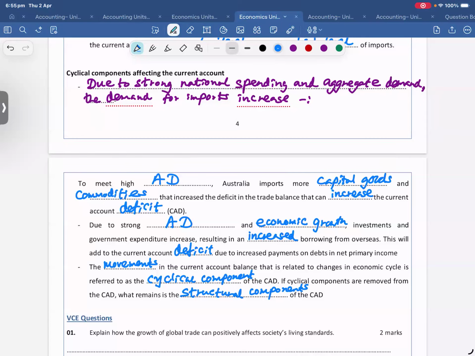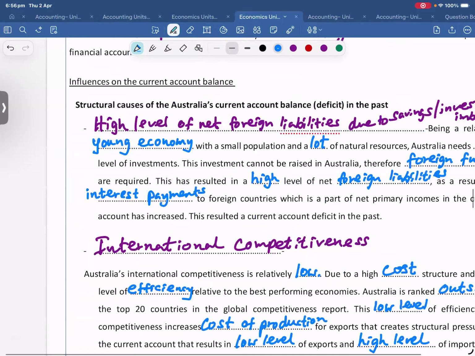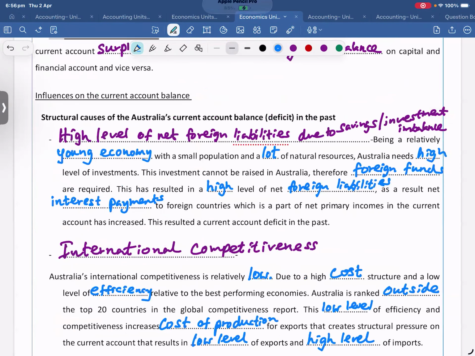Okay, guys, done reading? Yes, sir. Okay, so what are we discussing, guys? The influences on the current account balance.